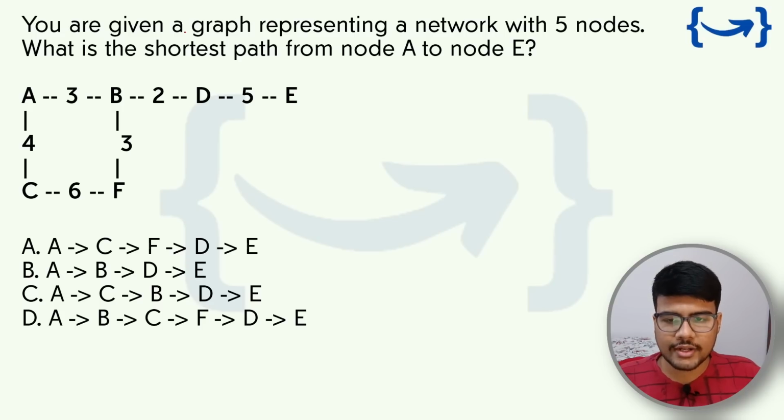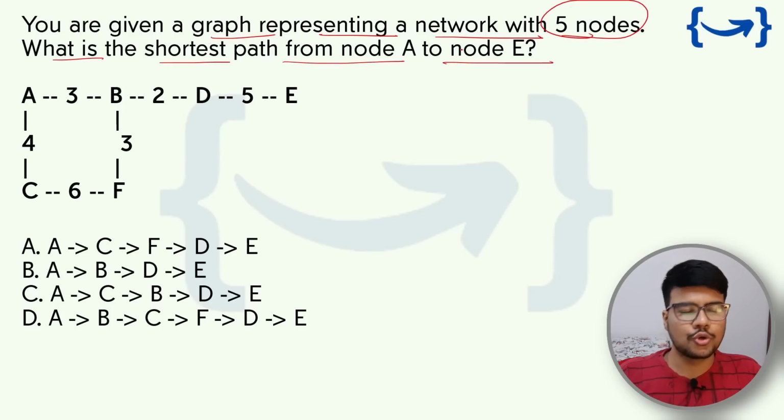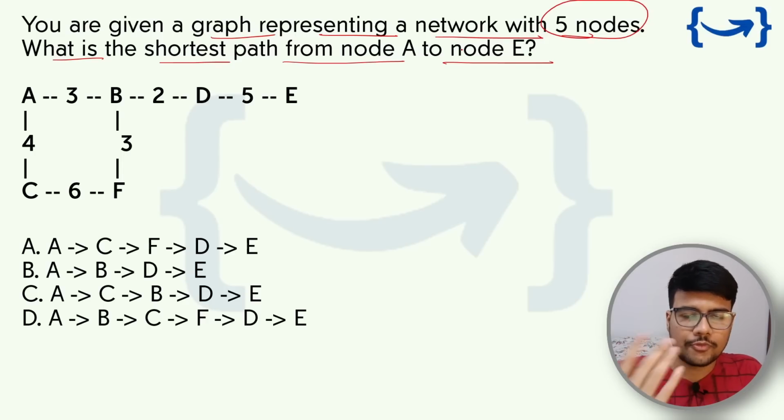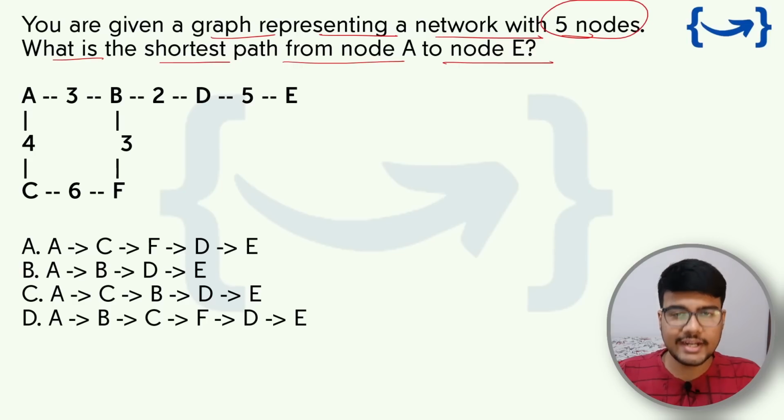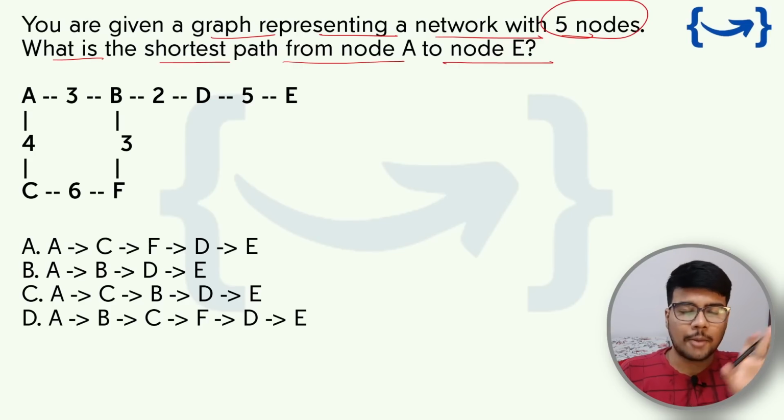Now, you are given a graph with 5 nodes. What is the shortest path from node A to node E? Most of you who do not know graph topics may skip this, but try to read at least. Okay, can this problem be solved in a layman approach?